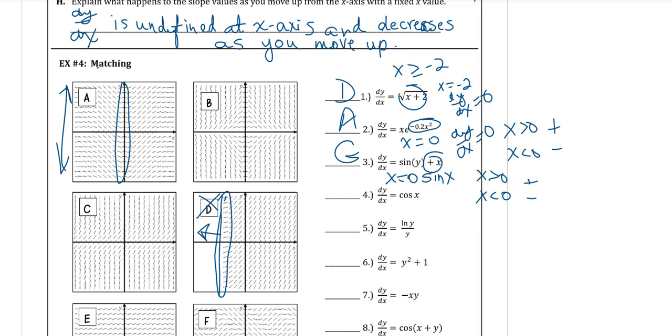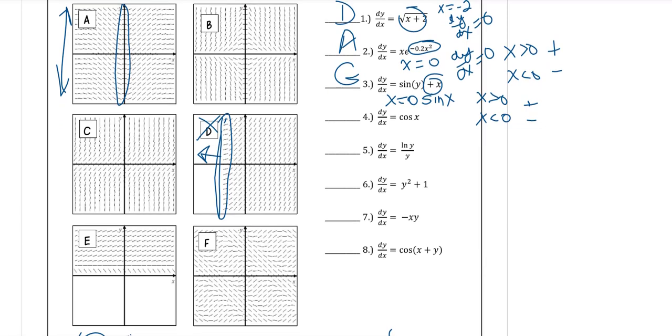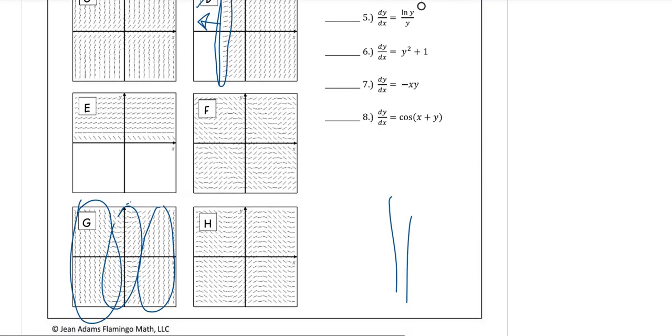Okay, number 4, I think when you just have either cosine or sine, it's pretty easy. You're just looking for the opposite. So remember, cosine is the derivative of sine. Do any of these slope fields look like a sine graph? And the answer is, look at letter H.